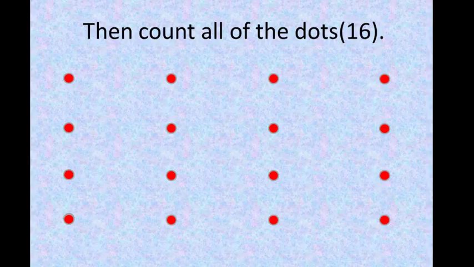So if you count them all up, there's 1, 2, 3, 4. 1, 2, 3, 4. So 4 plus 4 is 8. And then the other two bottom ones, that's 4 plus 4 again, so that's 8. 8 plus 8 is 16. And that's what 4 times 4 means. 4 times 4 equals 16.